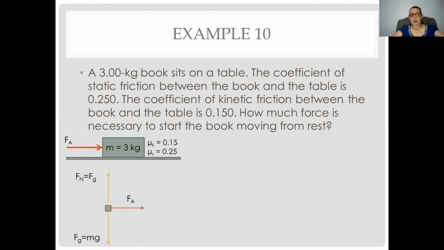We do have an applied force to the right, and we also have some amount of static friction to the left. Again, remember, friction opposes the direction of motion. So if this book would start sliding to the right from our rightward force, then friction points back to the left, opposing that force. So in order to start moving, we need to overcome this static friction. We need to get past that threshold and make it start moving. Once we get static friction up to the limit, then it will move.